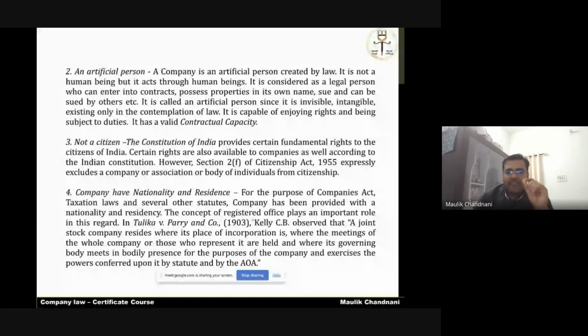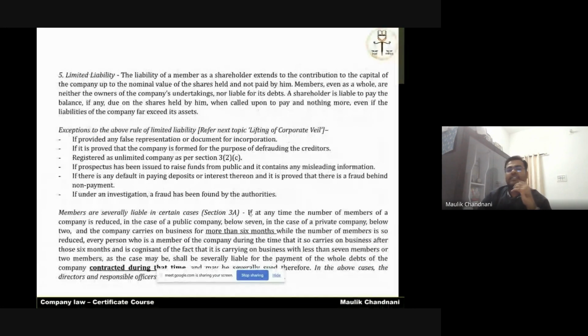So far, we have touched the fact that it is an artificial person. It is not a citizen of any country. Company is not a citizen. But company has its residential status for the purpose of law, for the purpose of tax, especially. This is its residential status.